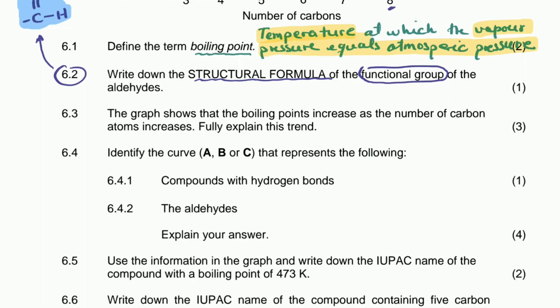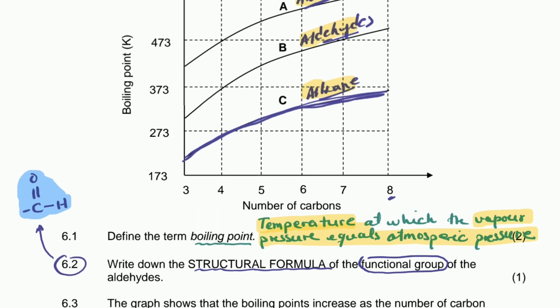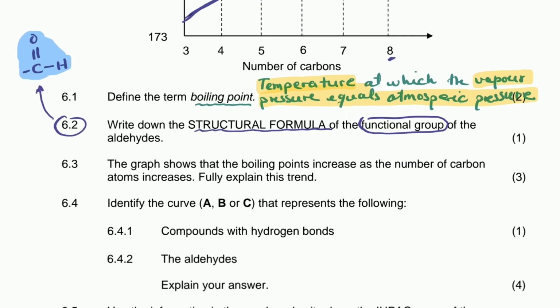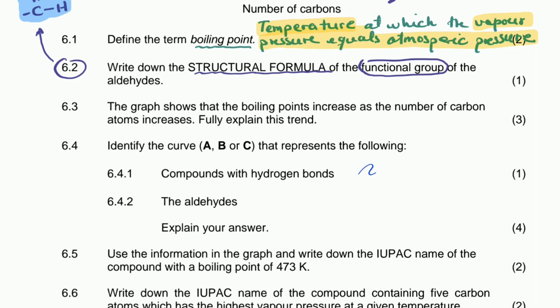And we are here. Identify the curve A, B, or C that represents the following compound with hydrogen bond. We said it's the alcohol, and therefore that one will be A. Be careful with the type of intermolecular forces for each of them. The aldehyde will be B. Now explain your answer. Why is this the aldehyde, guys?